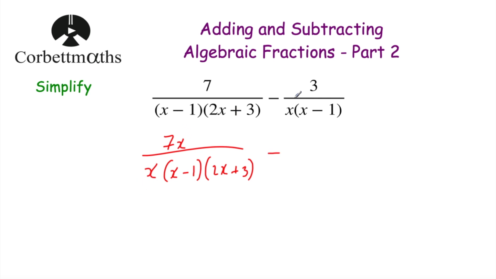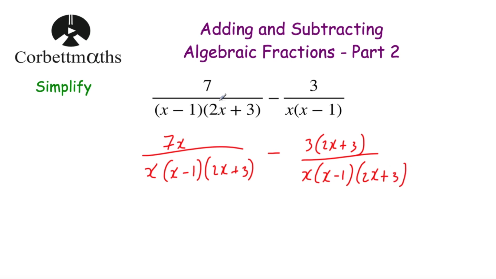And then we've got subtract, and then we're going to multiply both the numerator and denominator of this fraction by what's missing, which is the 2x plus 3. So the numerator will become 3, and then we're going to times it by 2x plus 3. And then in terms of the denominator, we had x and then x minus 1, so x and then x minus 1, and then we're going to times it by our 2x plus 3, so 2x plus 3.